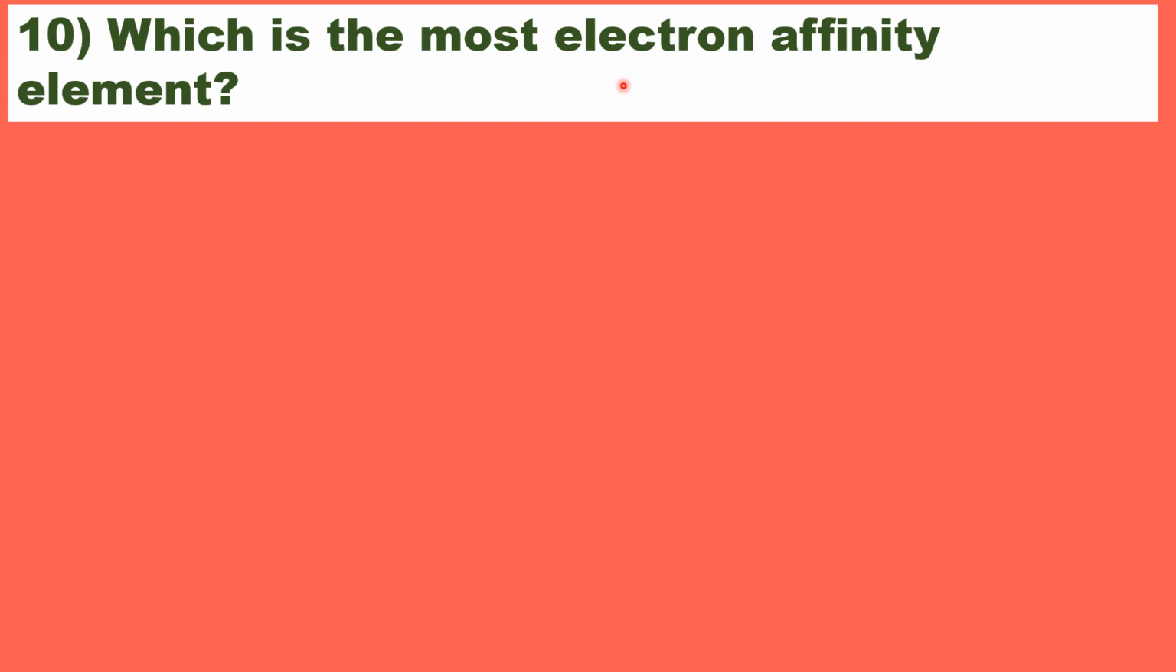Let us see the 10th question. Which is the most electron affinity element in the periodic table? Which has the highest electron affinity value? It is chlorine. Fluorine is the most electronegative element, whereas chlorine has the highest electron affinity. In fluorine, when you add one electron, there will be interelectronic repulsion. As a result, it is highly energetic, it is unstable.